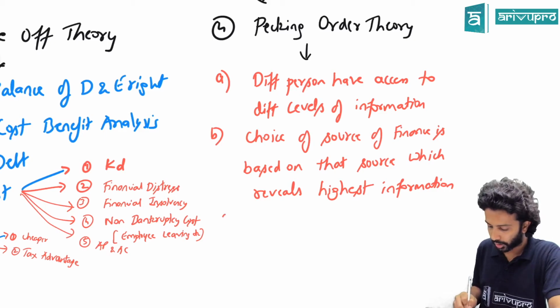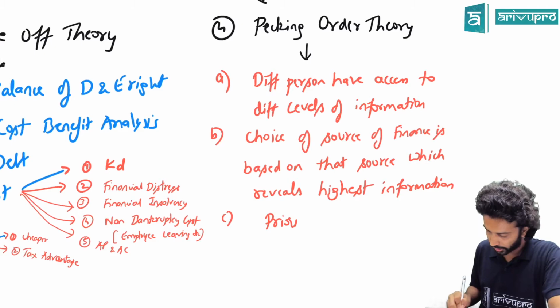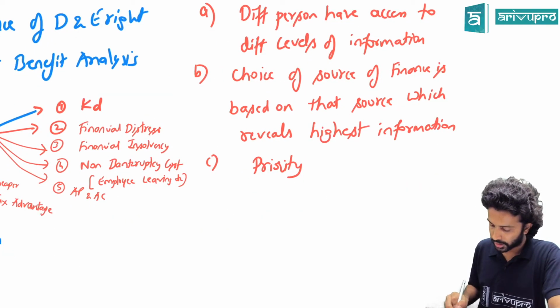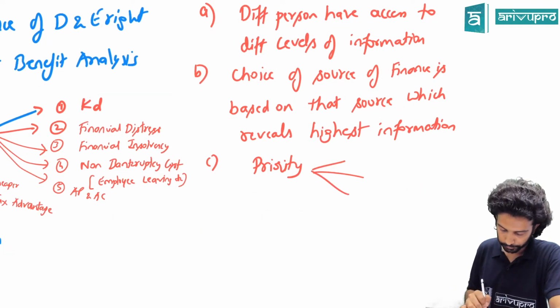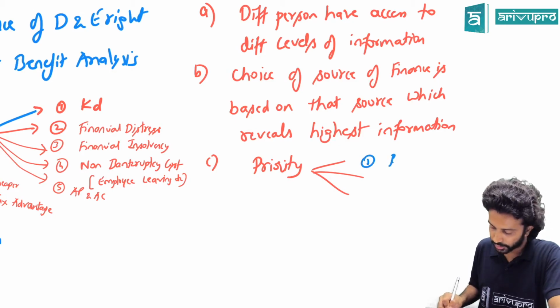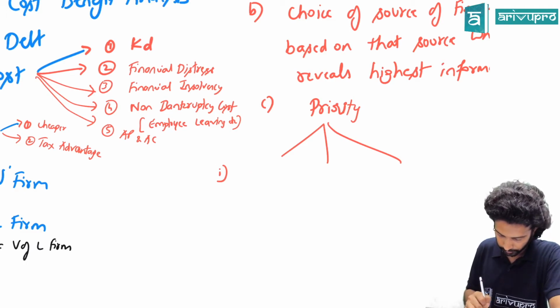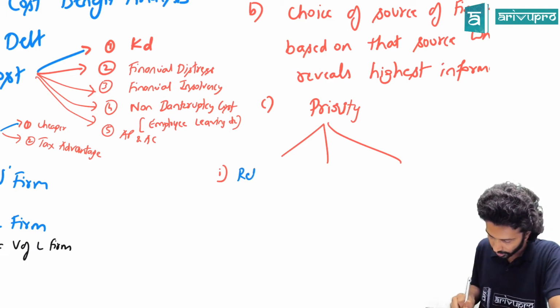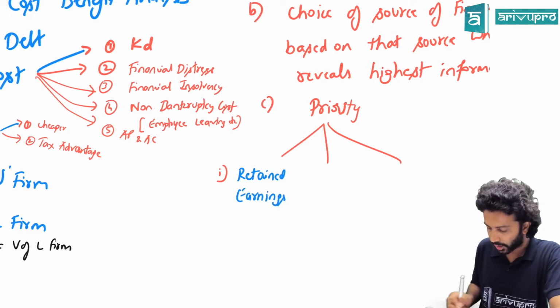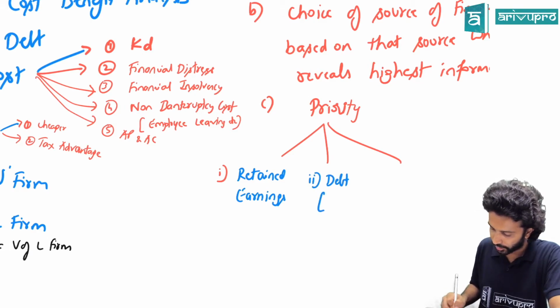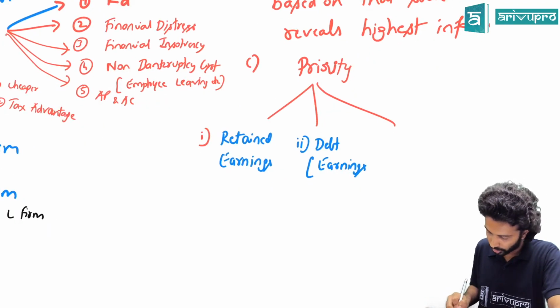So priority will be what then? First priority will be given to retained earnings. First priority you will give to retained earnings. Second, you will prioritize debt, provided the earnings outlook is equal to positive.